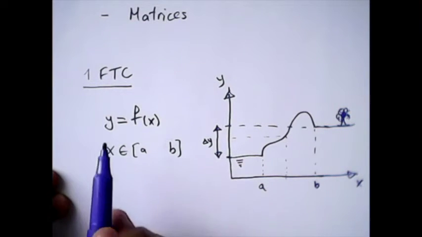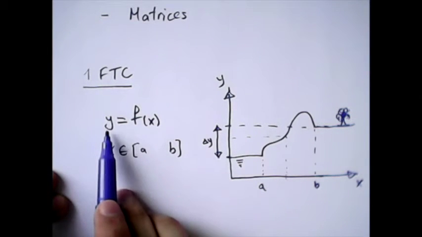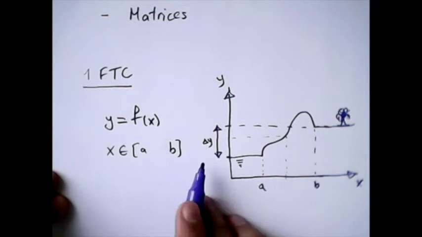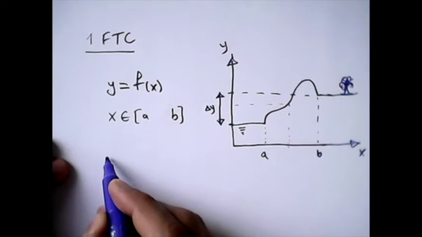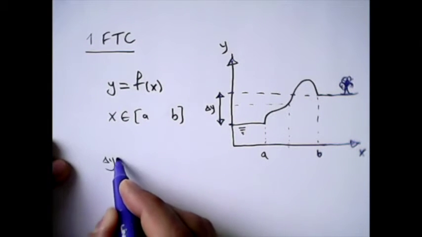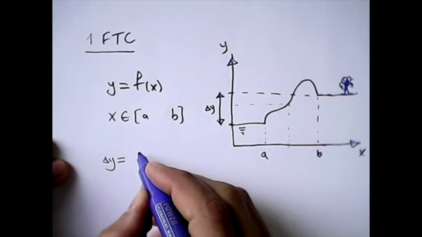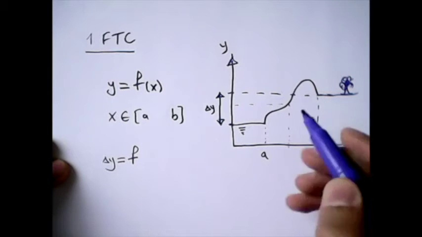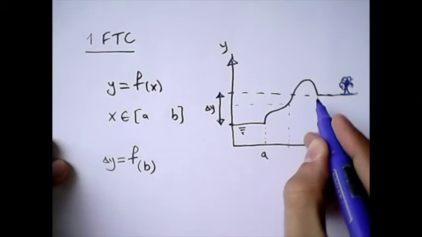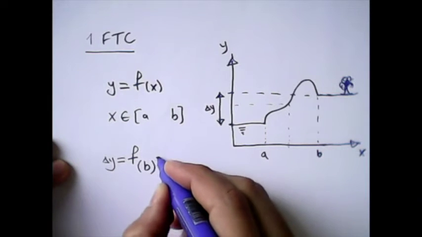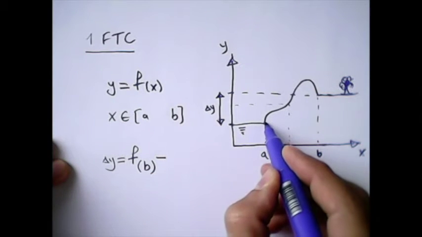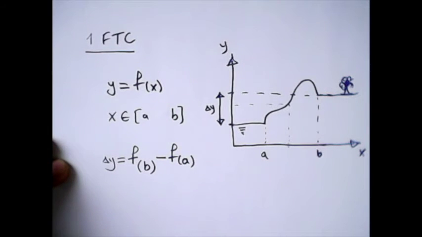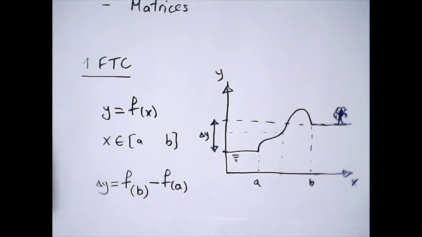Okay, by having this function, the height of the mountain, y equals f of x, we can give the answer to this question. Delta y is equal to f at the very top of the mountain, f of b, at the very end, f of b, minus the height at the beginning of the mountain, f of a. Okay, that was very straightforward.